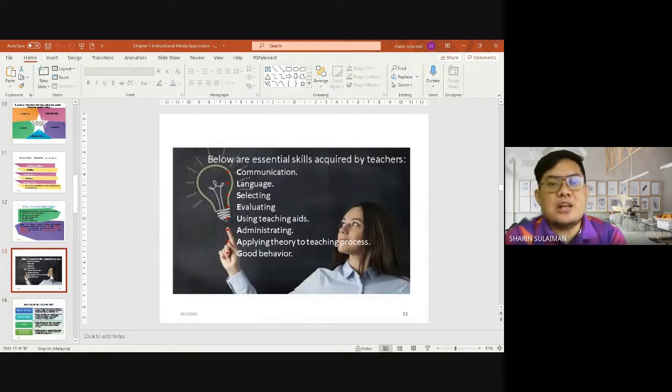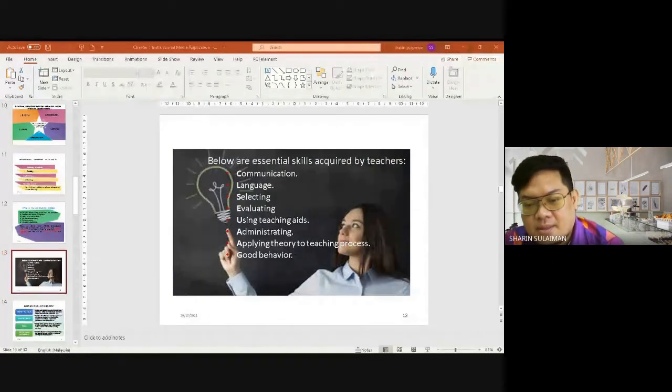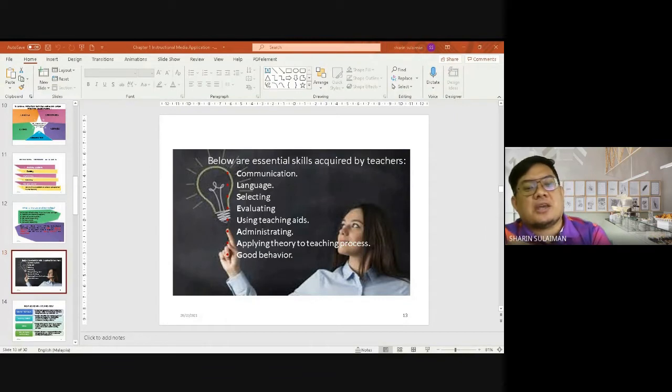Okay. Below are the essential skills. Below are the important skills. If anybody here wants to be a teacher, or dreams to be a teacher, anybody? Is there anyone here who feels you are really patient in teaching? Anybody here?